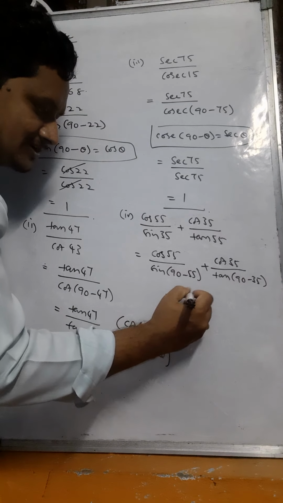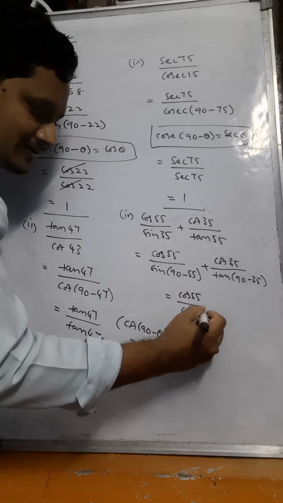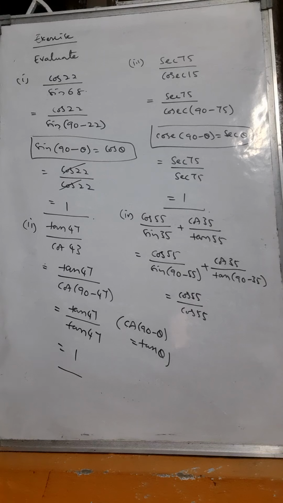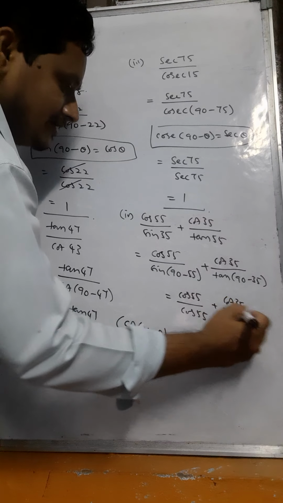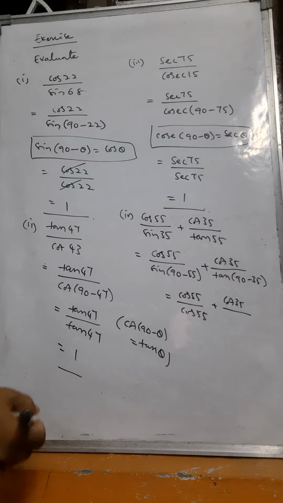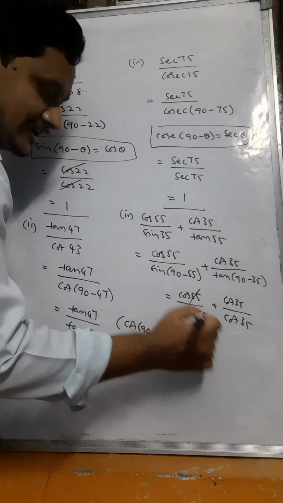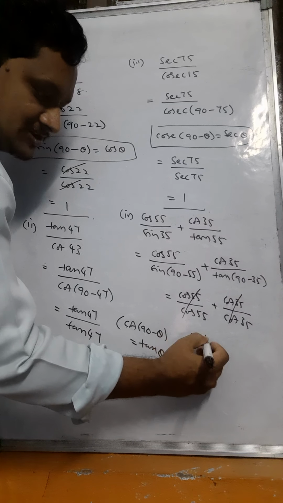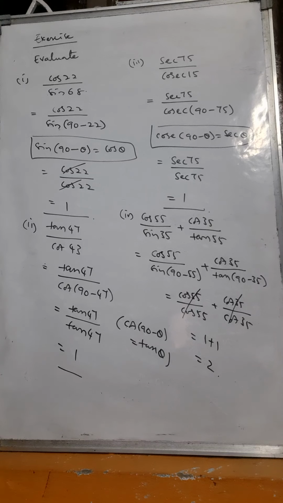So here we will get cos 55 by cos 55 because sin 90 minus theta is cos theta, plus cot 35 by tan 90 minus 35, that is cot 35. So here both will get cancelled, 1 plus 1 that is equal to 2. Next, fifth one.